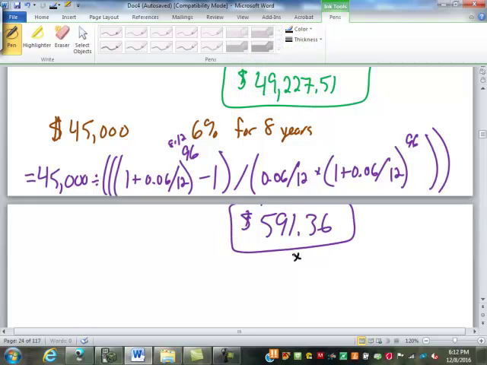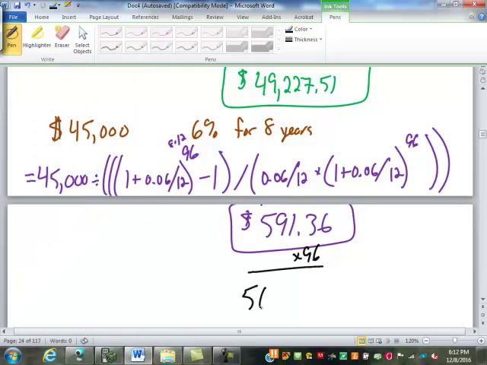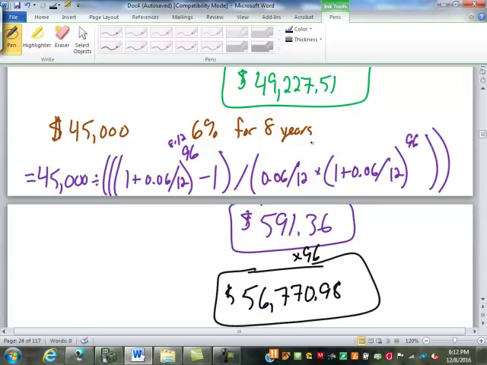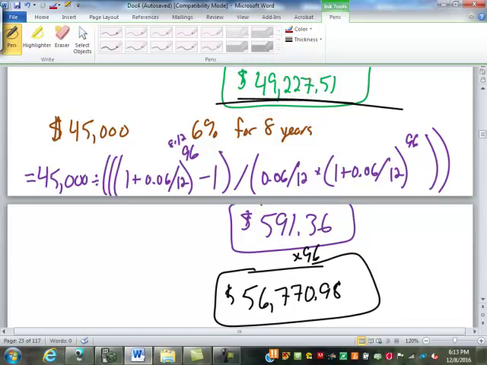Now let's take that times 96 payments. That truck now costs you $56,770.98. By financing it over 8 years instead of 6, it just costs you $7,500 more for that vehicle, partly because of the longer period of time and partly because of the higher interest rate. Any questions?